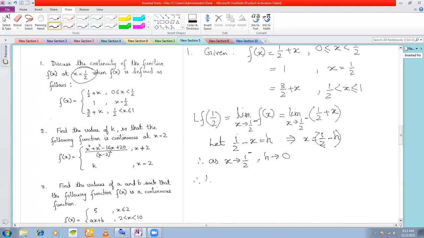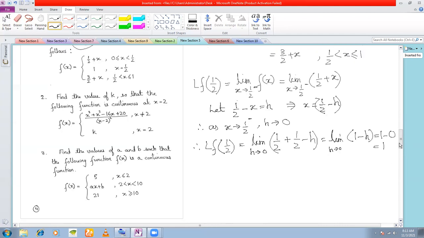So what is the left hand limit now? Change the variable to h. You have limit h tends to 0 of half plus half minus h, which you are getting as limit h tends to 0 of 1 minus h. Now you can put h equal to 0 to get 1 minus 0, which is equal to 1. So the value of the left hand limit is 1.